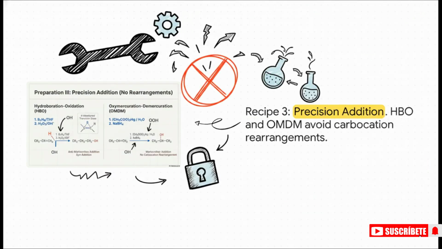So what do you do when you absolutely need that OH group in a specific spot and you can't risk any of those pesky rearrangements? That's where recipe number 3 shines. Chemists have come up with these incredibly clever methods. You've got hydroboration-oxidation, which actually puts the OH on the less crowded carbon. Then there's oxymercuration-demercuration, which puts it on the more crowded carbon. The best part? Neither one of them allows for those annoying rearrangements. It's all about taking back control and putting that hydroxyl group exactly where you want it.